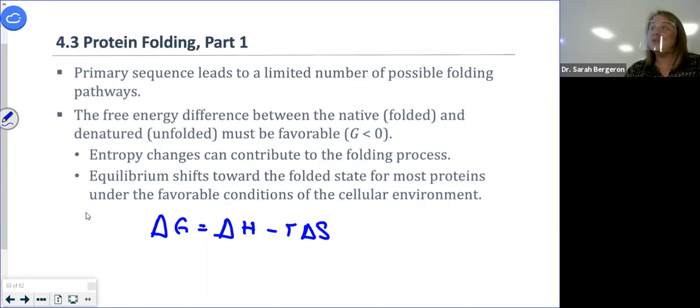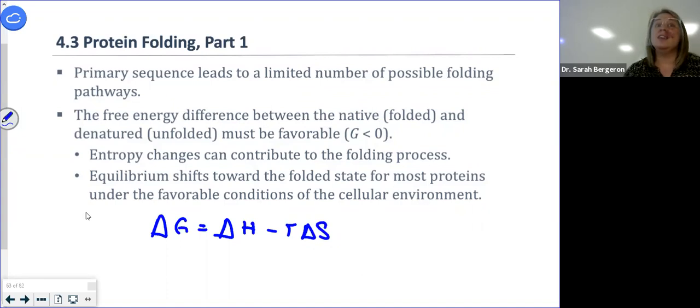So you actually do, if you look at the whole thing, the system and the surroundings, then you're going to see an increase in entropy, okay? So most of the time, the equilibrium is in favor of the folded protein within cellular conditions.